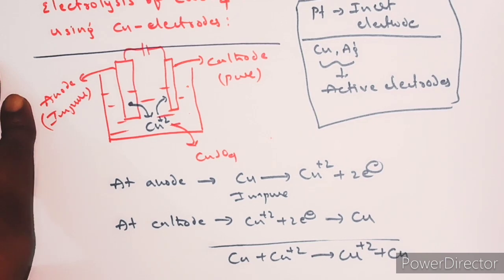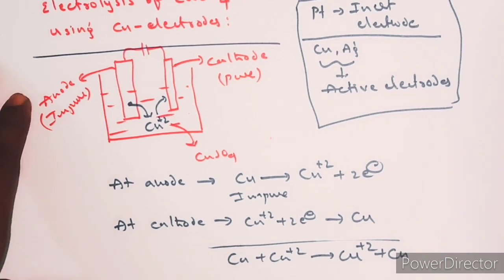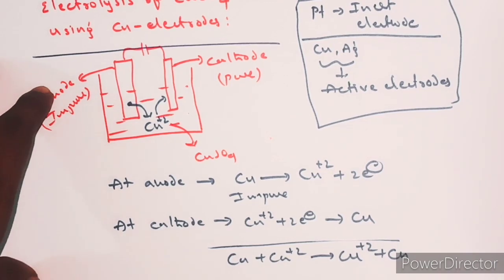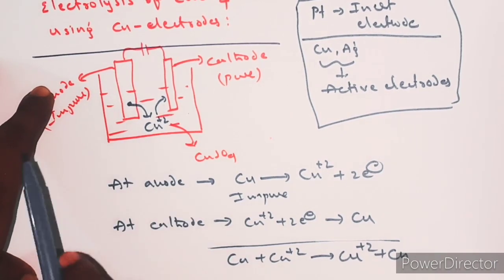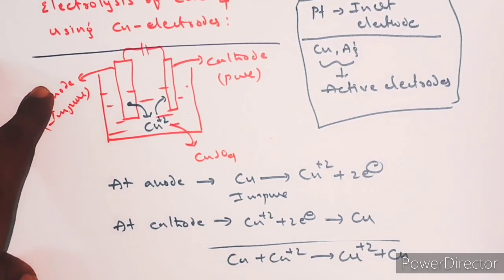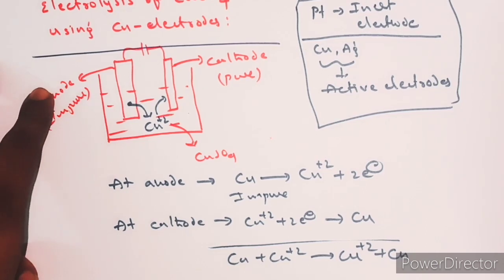What is happening here? Both redox reactions are taking place here, and the copper is transferring from the anode electrode to the cathode electrode. So these are the products we are getting. Clear, guys? So you can write these kinds of reactions.